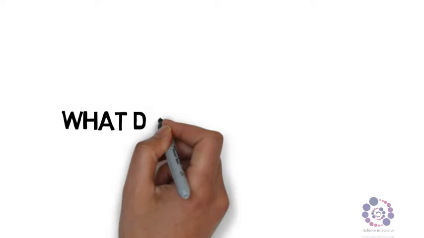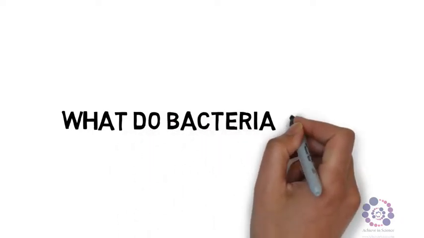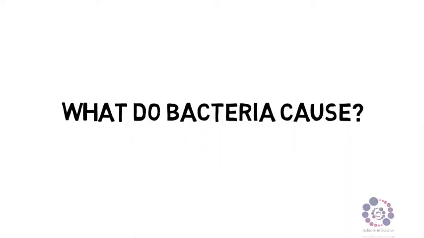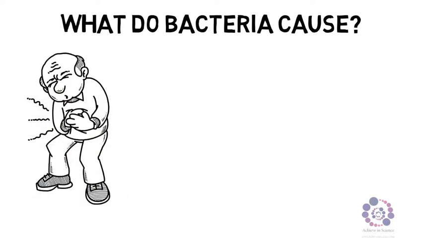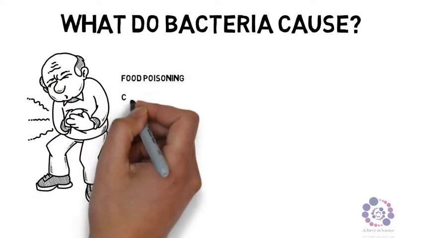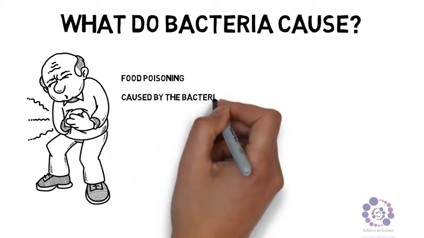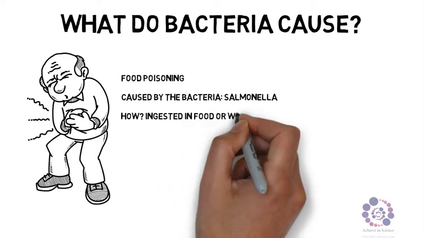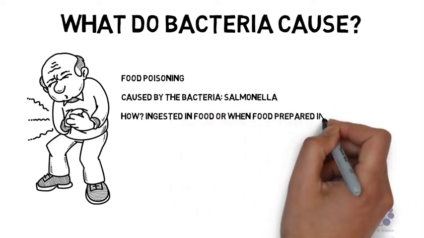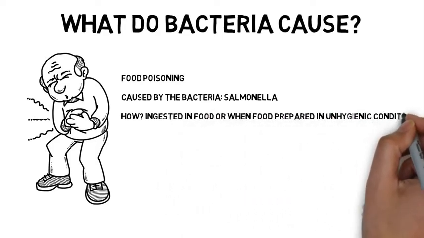Let's begin with bacteria. Bacteria can cause things like food poisoning. This is caused by a bacteria such as Salmonella. This is caused by eating food which is not prepared correctly or prepared in unhygienic conditions. Symptoms of food poisoning include vomiting, fever, abdominal cramps and diarrhea.